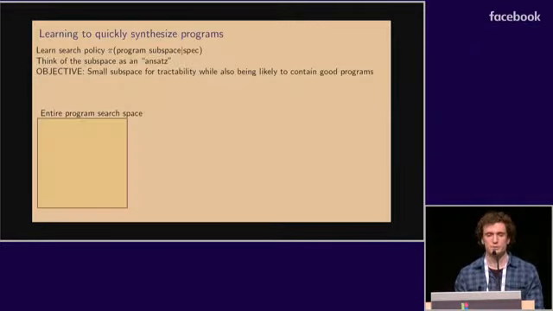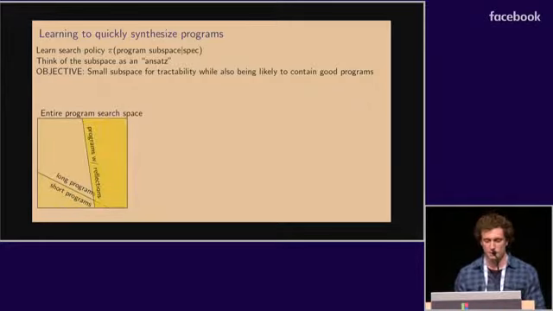In order to make the synthesis much faster, what we do is we learn a search policy to guide the synthesizer. What the search policy does is it takes the entire space of all programs and then it chops it up along different axes. So for example, it chops it up into the short and the long programs, or the programs that use reflections and those that don't, or the programs that loop and those that don't.